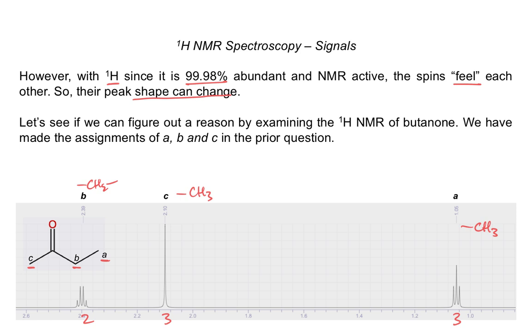So look at now B. B has 2 neighbors. The carbonyl that has no hydrogens. The methyl group has 3. And then how many lines do you see there? 4. So it's called the neighbor group rule. So you count the total number of neighbors, you add 1. That's going to get you the number of lines in that signal.